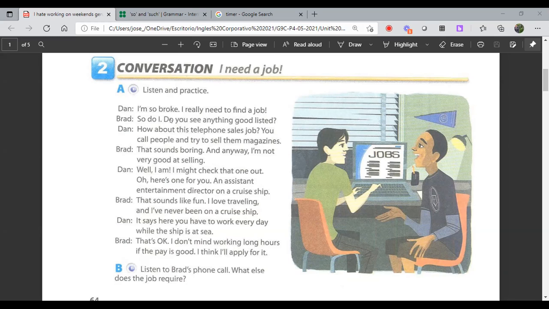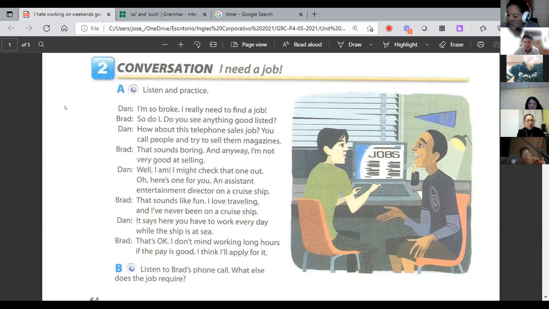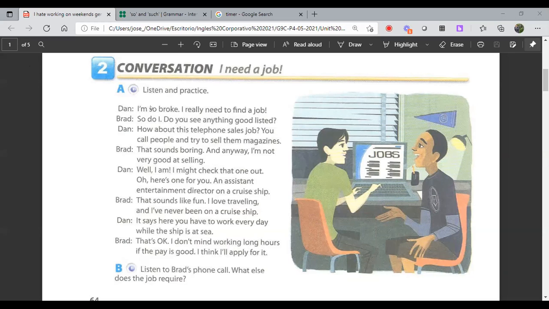All right, so as you can see here, we have Dan and Brad speaking about getting a job. Let's see who's looking. Dan is the one looking for a job, ¿verdad? Dan es el que está en busca del trabajo. So Brad is giving him suggestions. And there are two options. A telephone sales job, vendedor, ¿verdad? Por teléfono. And the other one is an assistant entertainment director. But there's only one thing, which is unusual. You have to be on a cruise all the time. Right? Nice.